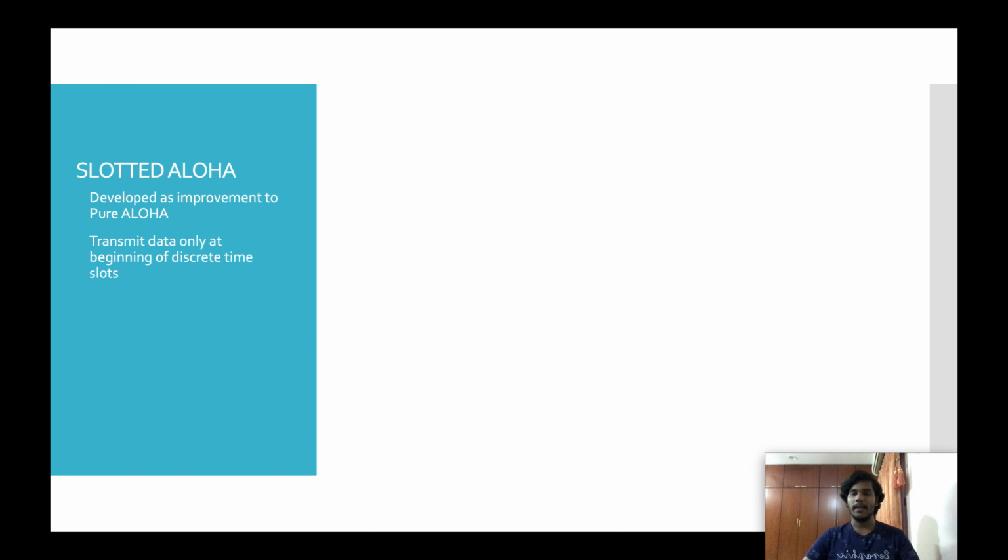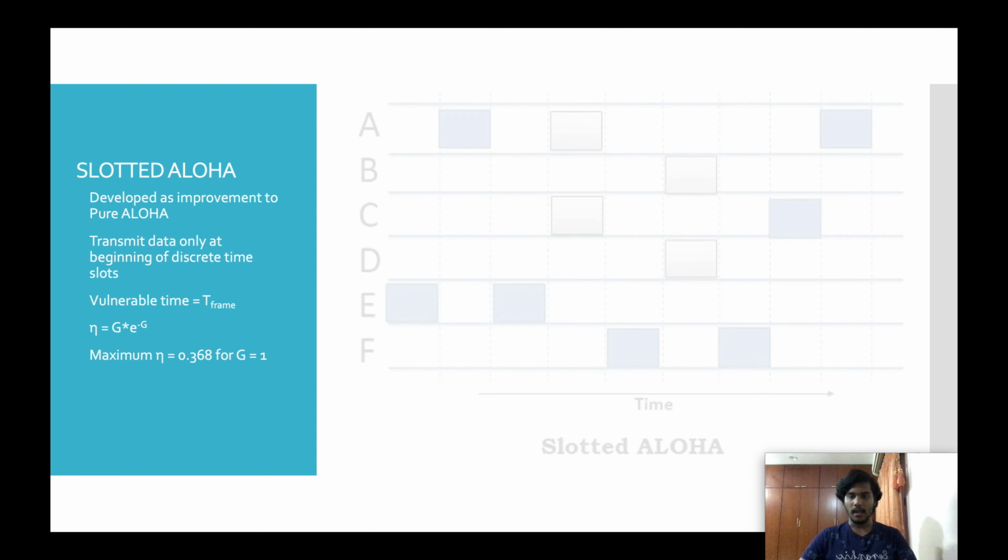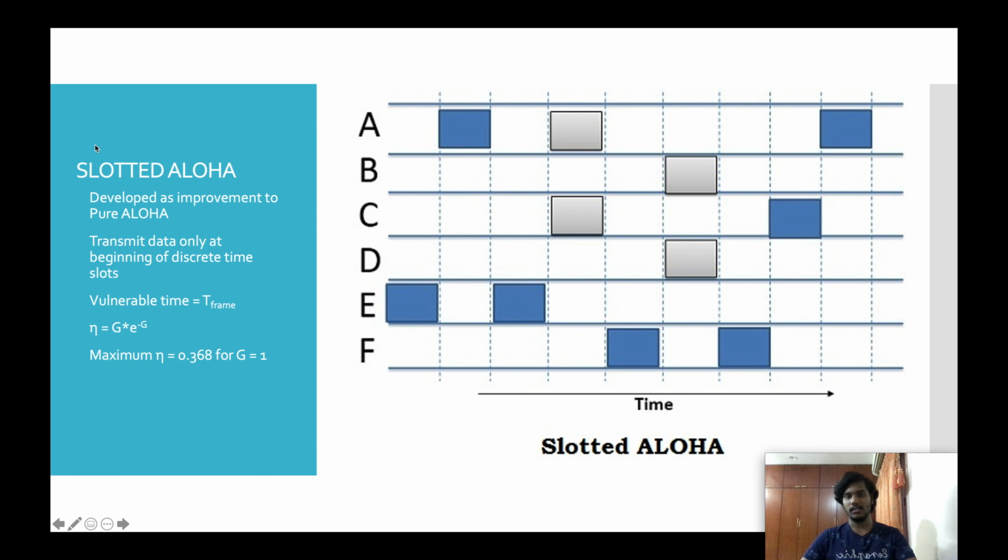Transmit data only at the beginning of discrete time intervals. Now it has a similar concept to pure ALOHA, but what we have done is that all the random time is divided into discrete time slots. Now let's dive into the picture, and you can see the dotted lines in the same shared medium. And notice that all the messages are exactly inside the discrete time frames, right?